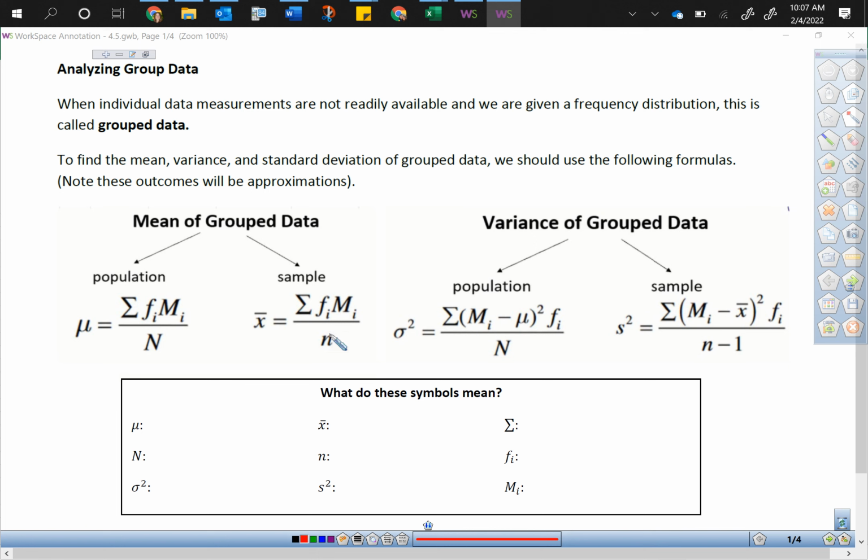Now, we need to understand what these symbols mean. You have to know what these symbols mean. So first and foremost, this is mu. What does mu represent? The population mean. Population mean. Okay. What does capital N represent? Do we remember? Good. Population size, number in population.